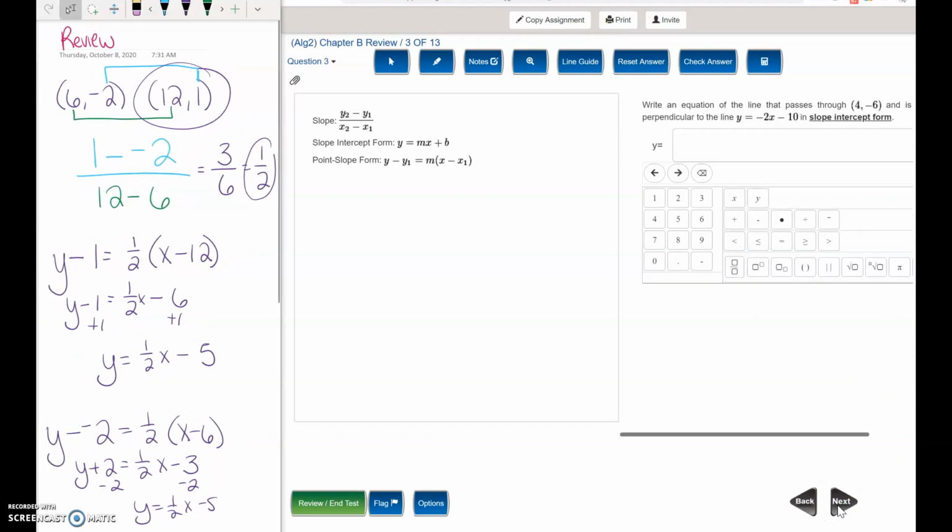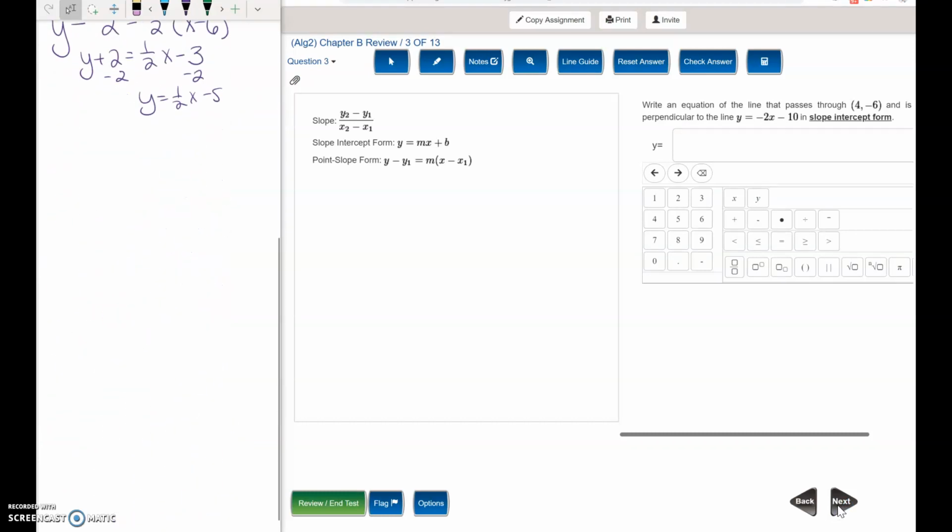Write an equation of the line that passes through the point (4, -6) and is perpendicular to the line y equals negative 2x minus 10. Do we care about that minus 10 at all in that formula? No, we only care about the negative 2, and if the original slope is negative 2, that means the slope that we want to use is positive 1/2.